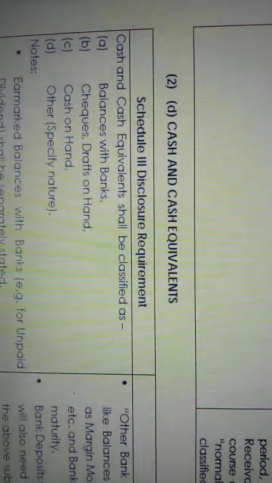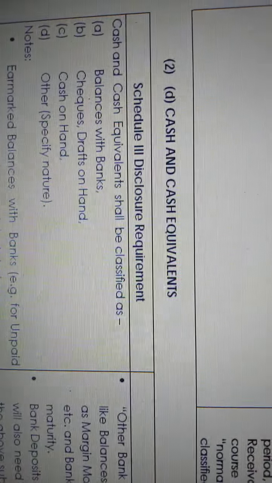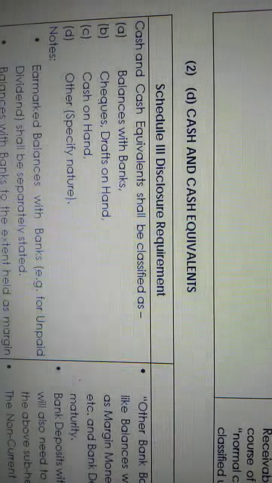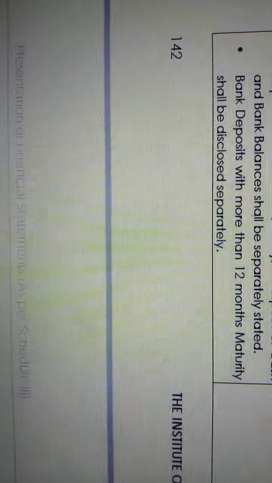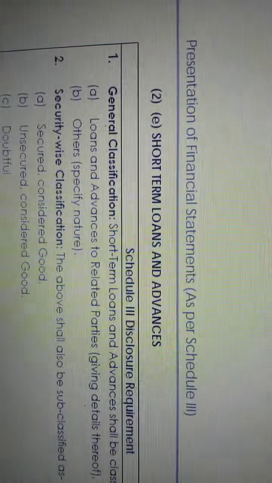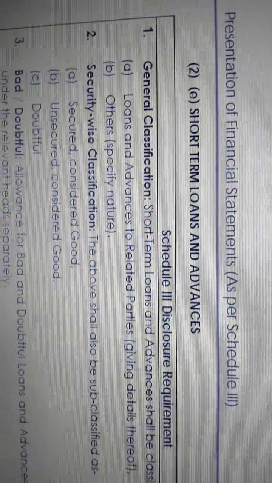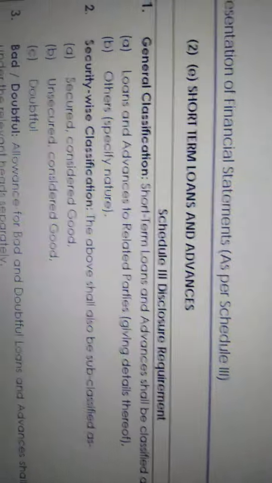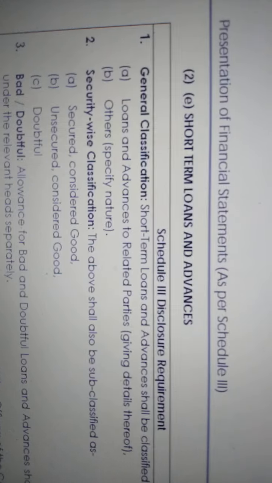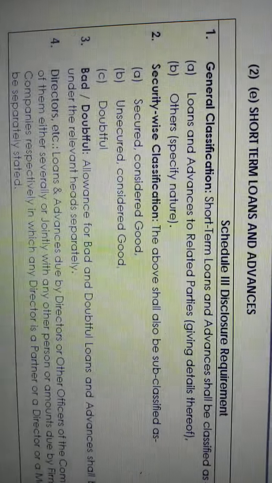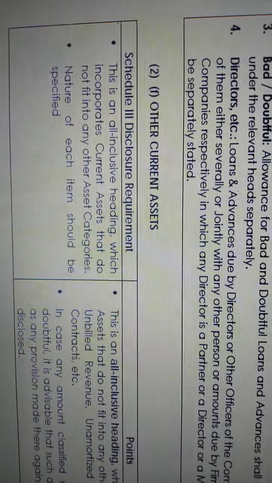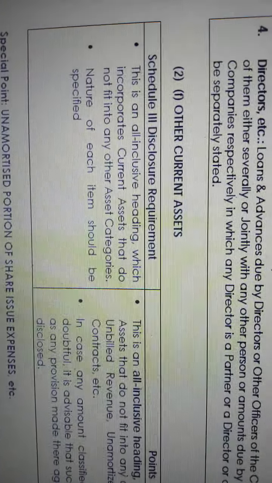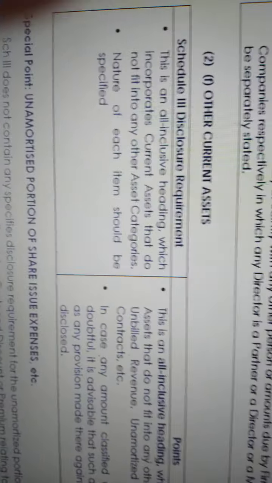Cash and cash equivalents comprise balance with bank, cash on hand, cheques, drafts on hand, everything. Short term loans and advances payable within the operating cycle or within 12 months will come under short term loans and advances. Other current assets: anything other than the above items we have to present here. Okay. Then come to the next thing.